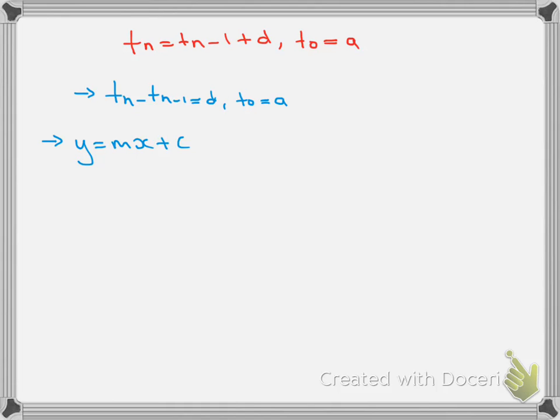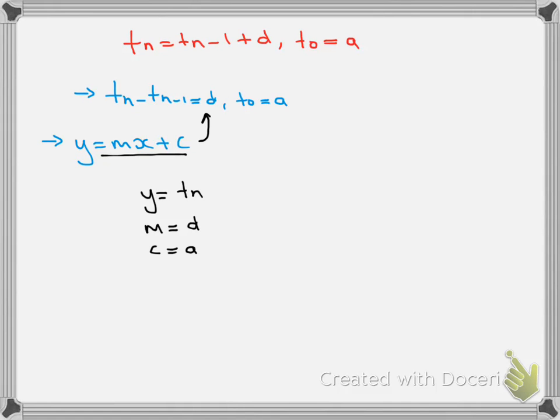Now, if we compare the two formulas in blue, what we have basically, the y is equal to Tn, our m is equal to D, and c is equal to A. Oops, that's not an A, that's a D. A, there we go. Okay, so if we compare this y equals mx plus c, the different parts of that formula have corresponding terms in the formula above it. So the y is equal to Tn, the m is equal to D, and the c is equal to A.